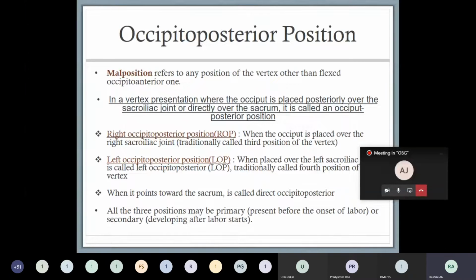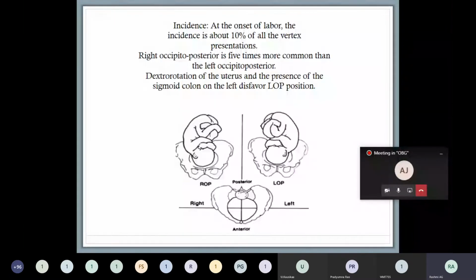In a vertex presentation, where the occiput is placed posteriorly over the sacroiliac joint or directly over the sacrum, that is called an occipital posterior position. What are the two types of occipital posterior? We have the ROP and the LOP. Right occipital posterior means the occiput is placed over the right sacroiliac joint, whereas LOP is when the occiput is placed over the left sacroiliac joint. When it points towards the sacrum, we call it direct occipital posterior. All these 3 positions can be primary, that is, present before the onset of labor, or secondary, that is, developing after the labor starts.